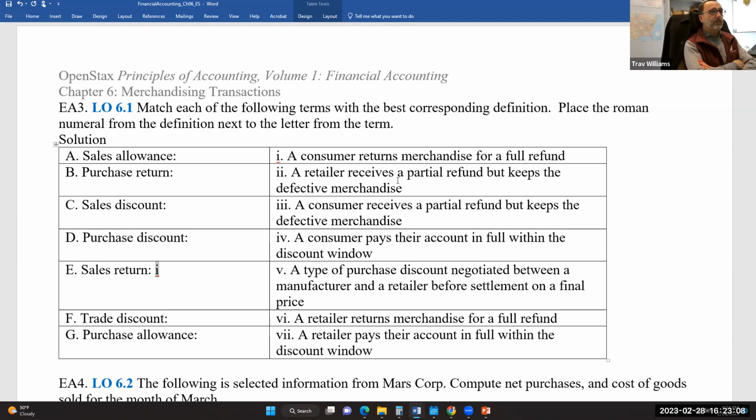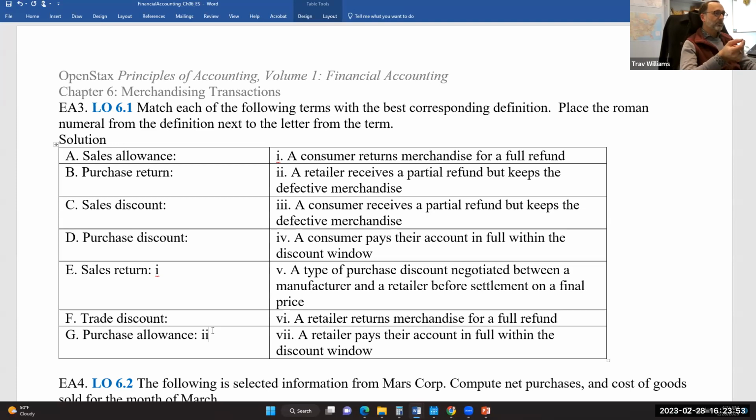If we are unhappy with something we purchased and the seller lets us keep what we purchased, but then gives us either a discount on how much we owe or gives us some money back if we already paid, that's called an allowance. And we're the purchaser in this case, so it's a purchase allowance. So remember, the difference between an allowance and a return is that in a return, the product got returned. In an allowance, the product did not get returned.